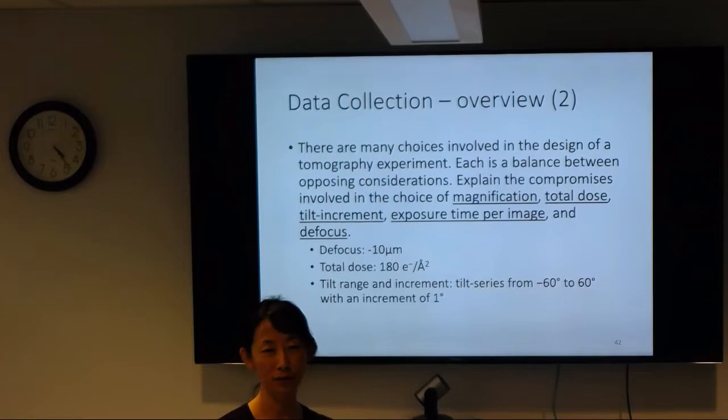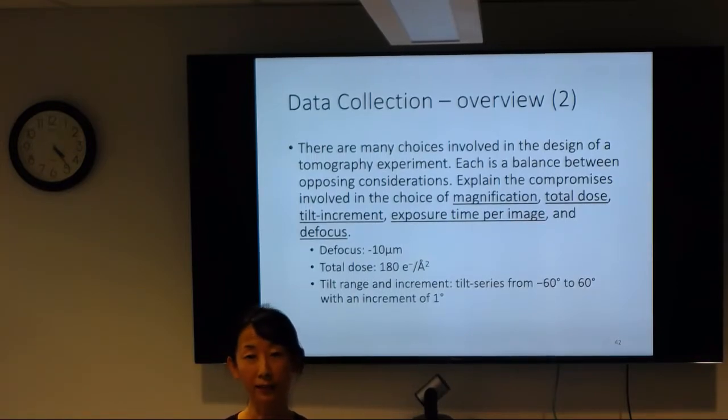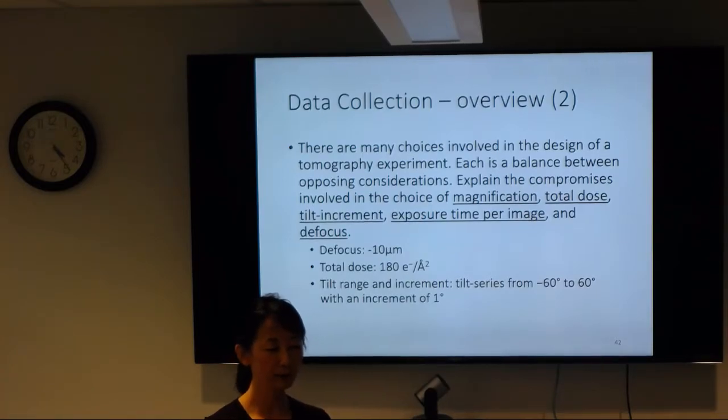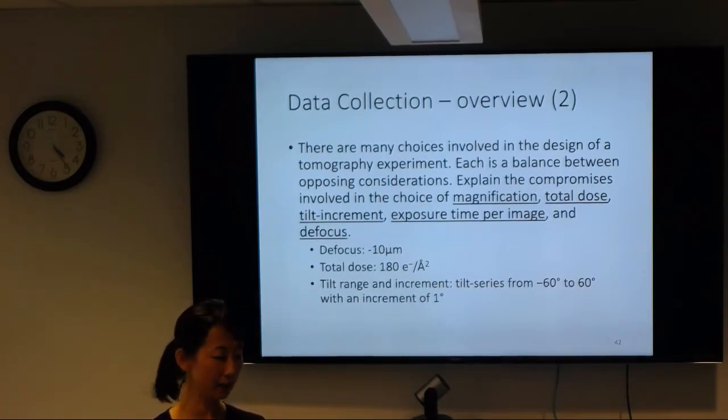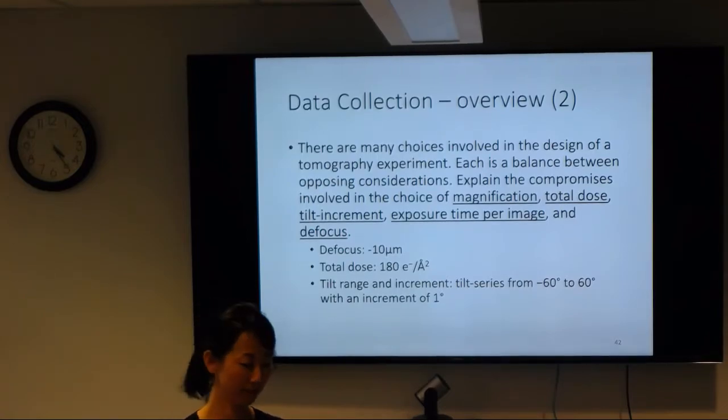And for total dose, there's actually not much you can say. You just try it. Different samples have different dose tolerance; some are more tolerant than others. They use a very high dose in this one. Also, you have to consider the sample has already been imaged by laser, and after that they're giving it 180 electrons per square angstrom. It's a really high dose, I think. And the range, they're doing -60 to +60 with 1 degree increment.